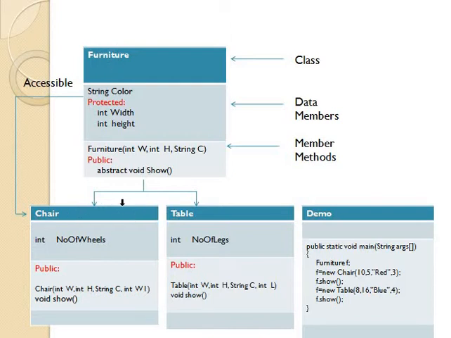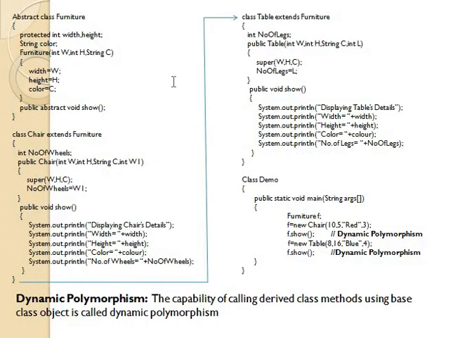Now that there are multiple derived classes inheriting their properties from the base class furnisher, this type of inheritance is known as hierarchical inheritance. So the inheritance exhibited by the classes furnisher, chair and table in this Java program is hierarchical inheritance.